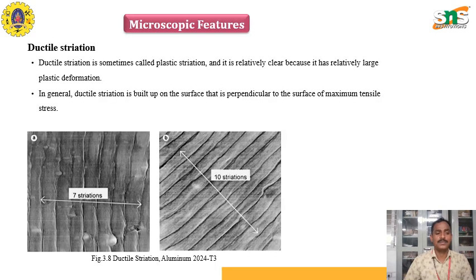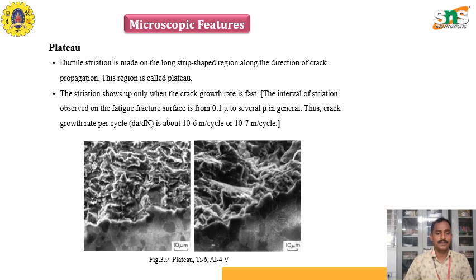Next microscopic feature: ductile striation. Ductile striation is also called plastic striation, and it is relatively clear because it has relatively large plastic deformation. In general, ductile striation is built up on the surface that is perpendicular to the maximum tensile stress. Here we can see the striations as stripes. Ductile striation for aluminum 2024-T3. This is a ductile striation.